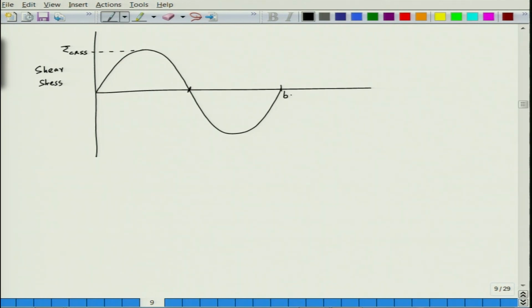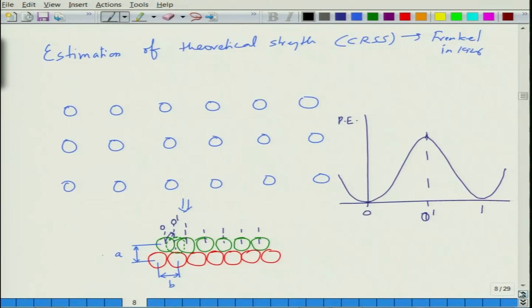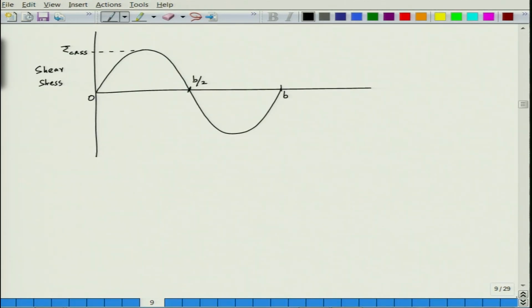This is your B, this is 0, and this distance will be B by 2. If this is 0 and this is B, this will be B by 2. So, this point corresponds to a minimum, this point also corresponds to a minimum, and this point corresponds to a maximum in potential energy.